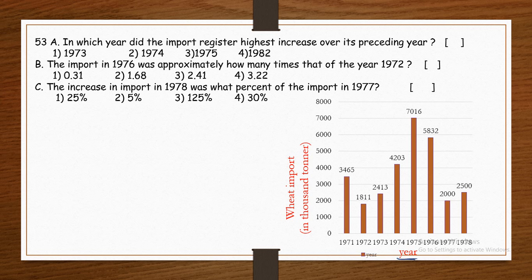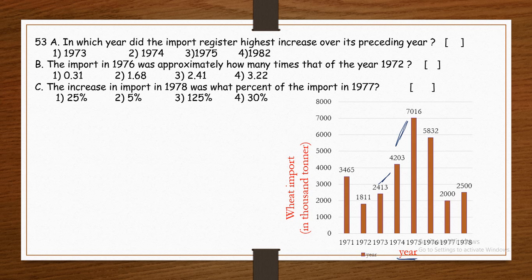In which year did the import register the highest increase over its preceding year? So he is asking in which year it is more than its previous year. Clearly we can observe here that the graph is decreasing from 1971 to 1972, from 1972 to 1975 it is increasing, after that again decreasing and increasing. Now if you observe the difference, 1811 to 2433, it is nearly 600, right? Next 2413 to 4203. So if you want you can check these two.